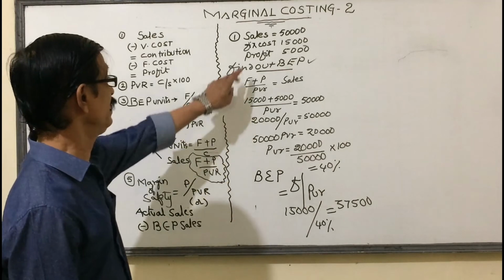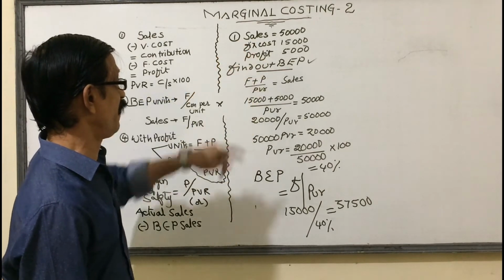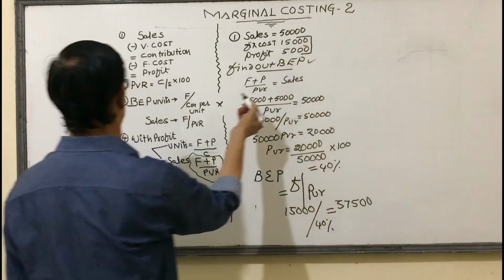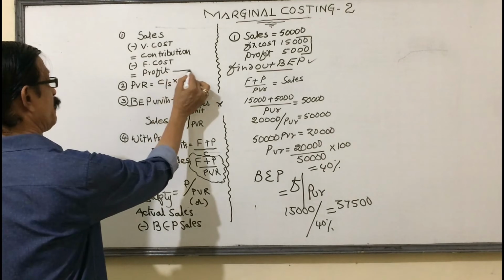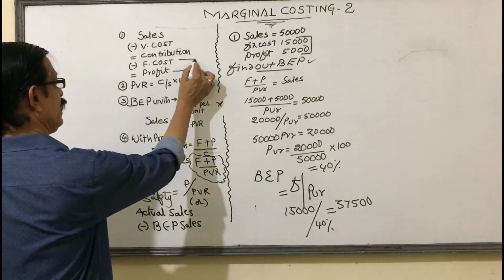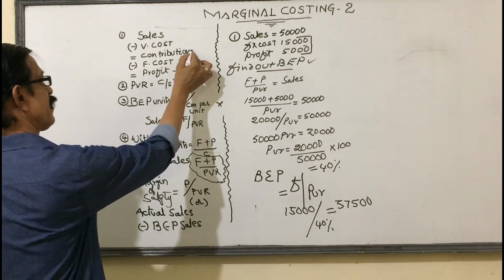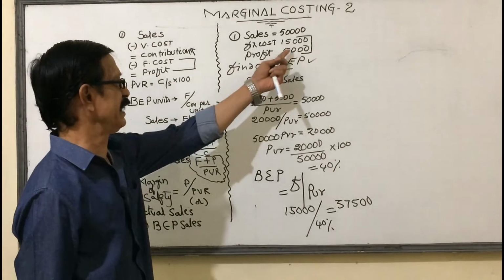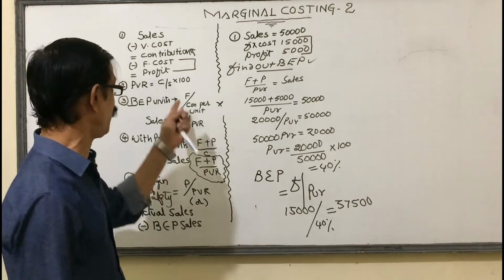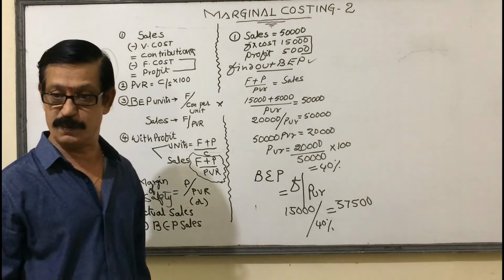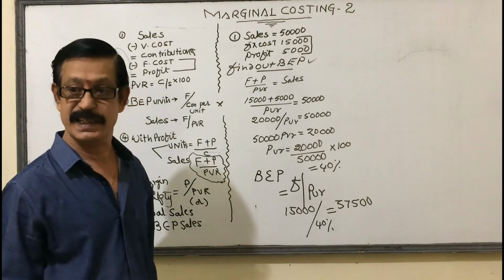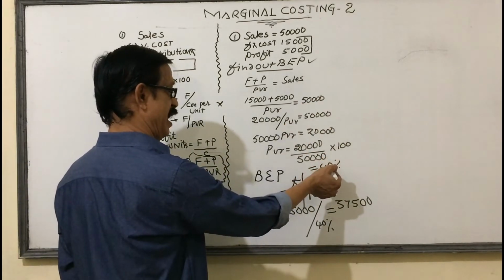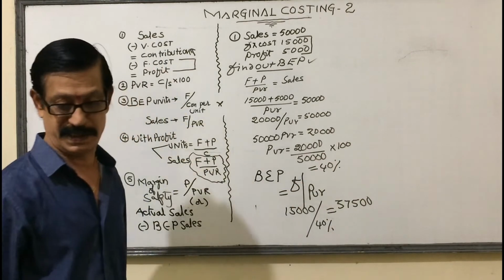Well, dear students, once again, sales, fixed cost and profit are given. When you have fixed cost and profit, their total must be equal to contribution only. Look here, profit plus fixed cost, that total must be equal to contribution only. So contribution is equal to 20,000 divided by sales into 100. That formula also you can apply. Contribution divided by sales into 100, that is PVR. Okay, now after getting PVR, you are getting break-even sales.